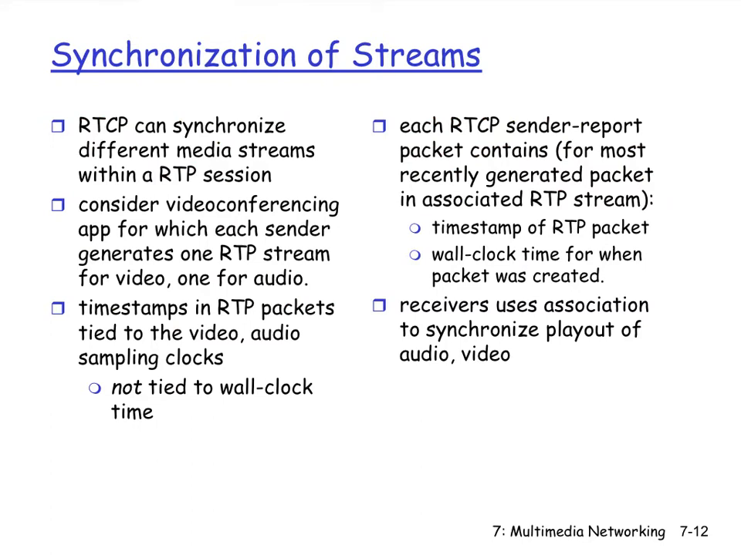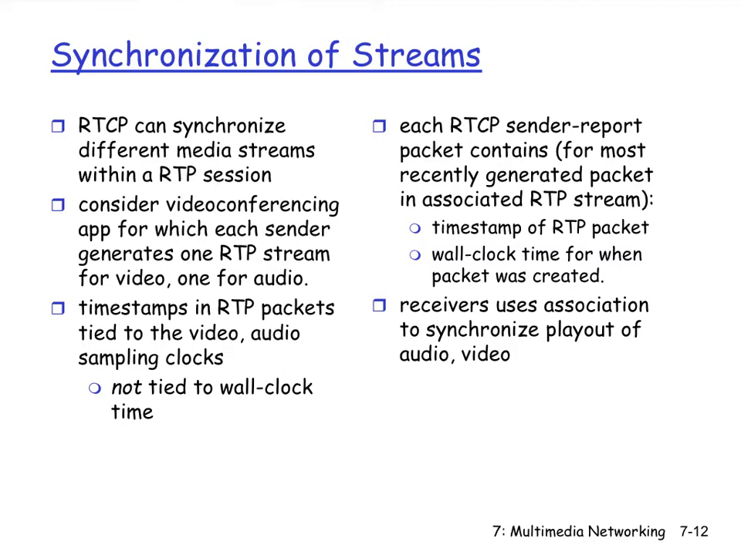So there are two major functions for RTCP that we will talk about now. The first one is synchronization. So we talked about the fact that RTP provides timestamping and provides source synchronization identifier. Okay?